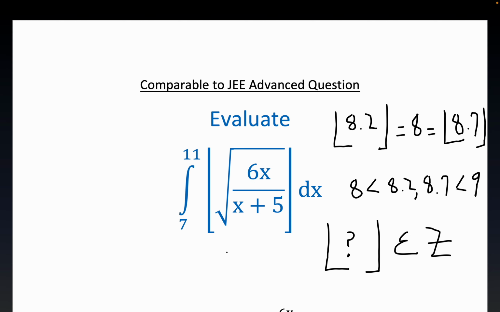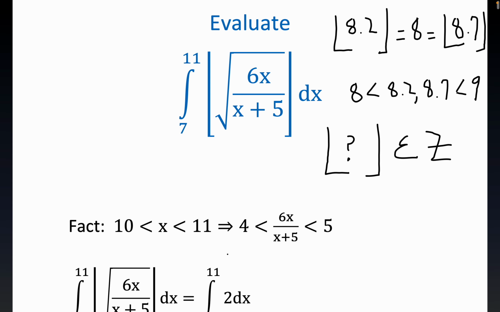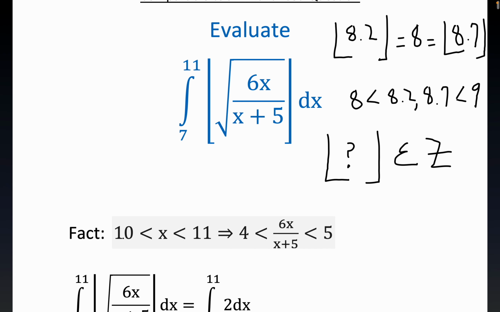Let's get busy trying to solve this particular problem. It makes sense to consider what's going on between 10 and 11, because that's a sub-interval of the limits of integration of 7 and 11. This inequality is very easy to establish. If you plug 10 in here, you get 60 over 15, which is 4. This is an increasing function. That takes a little explanation: you have a vertical asymptote at x equals -5, and the graph goes up after that, but we'll just make that assumption.